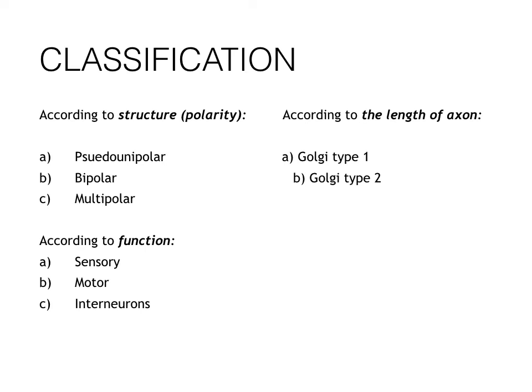Neurons are broadly classified under these three headings: according to the structure, that is polarity, according to the function, and according to the length of the axon. According to the structure or polarity, you have pseudo-unipolar, bipolar, and multipolar. According to the function, you have sensory, motor and interneurons. According to the length of the axons, you have Golgi type 1 and Golgi type 2 axons.